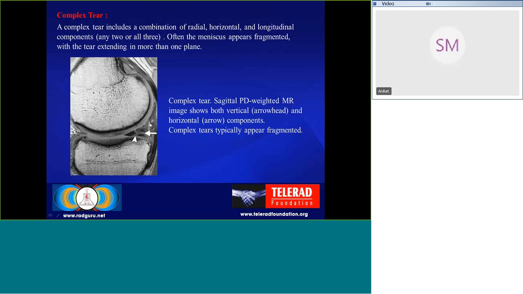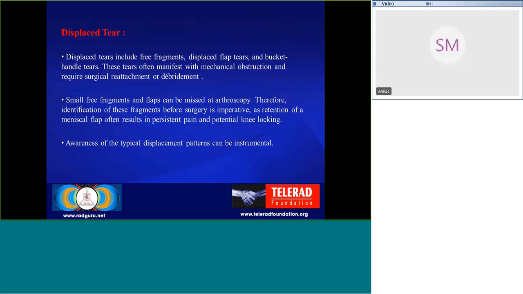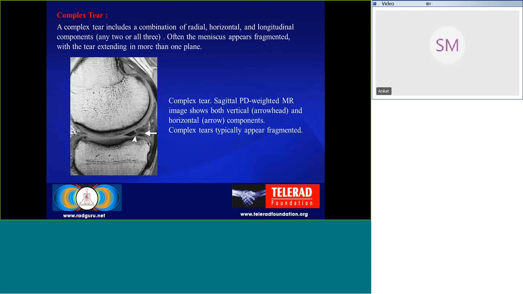In this kind, we need to describe the pattern of tear in the body of the report, and in the impression we need to mention clearly that it's a complex tear because of involvement of two kinds of tears with fragmentation of the meniscus.